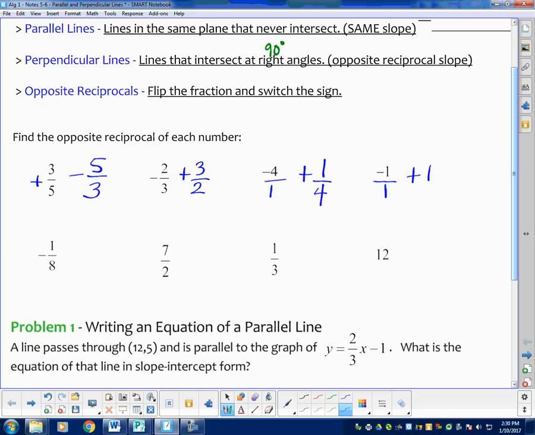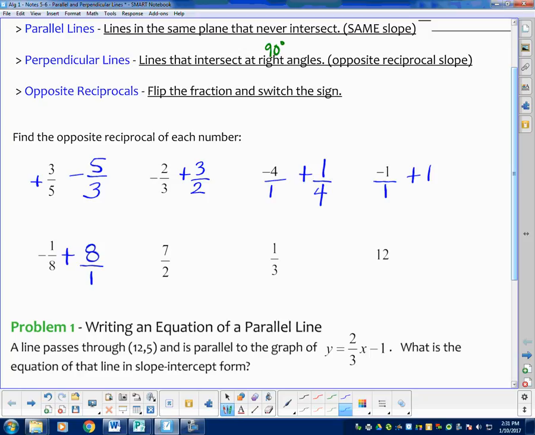He's sick, poor thing. Okay, next. Negative 1/8. What is the opposite reciprocal? You can put 8/1. Not wrong.